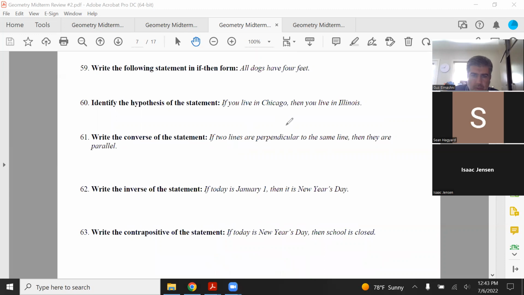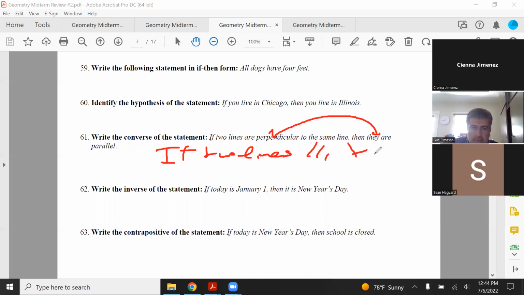So if 2 lines are perpendicular, then they're parallel. You say if 2 lines are parallel, then they're perpendicular to the same line. That'd be the converse. So if 2 lines are parallel, then perpendicular to the same line.